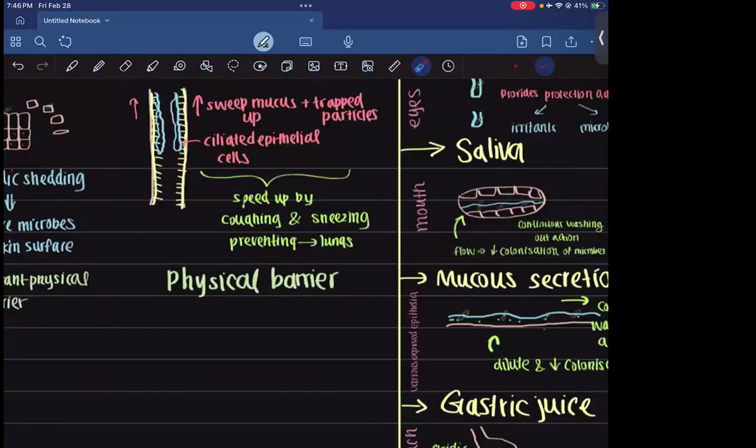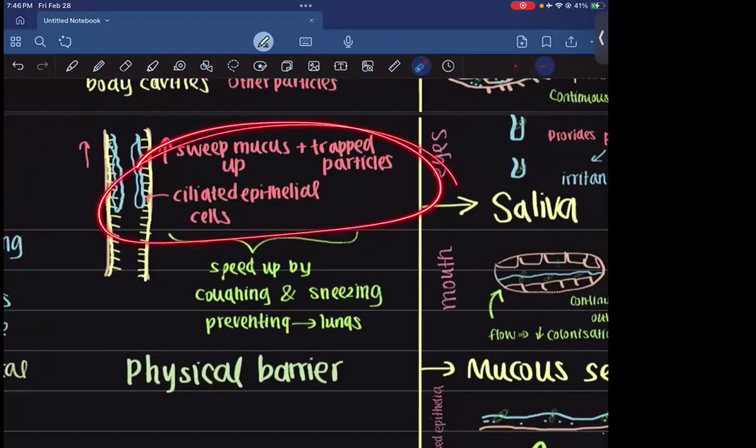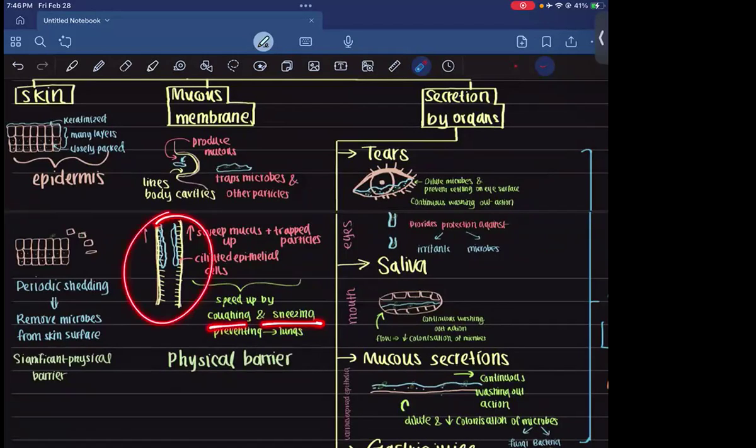This is how the entry of microorganisms is prevented. This entire process of sweeping the mucus upwards by the beating of cilia can be speeded up. How? When you are coughing and sneezing, this process is speeded up, and therefore the microorganisms will not enter the lungs.